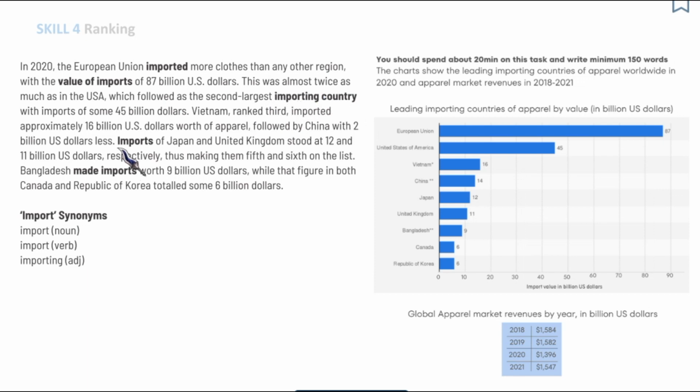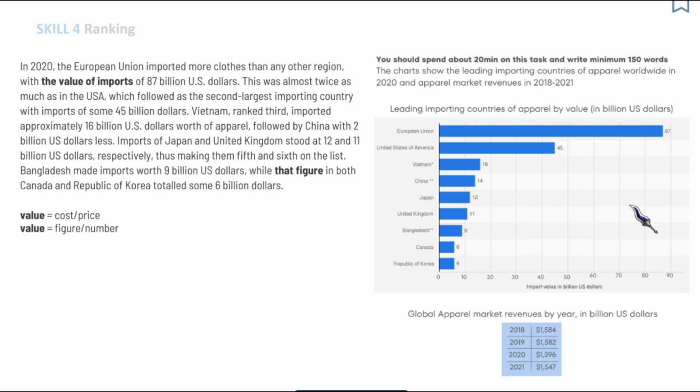Next is imports of Japan and United Kingdom. Imports as a noun, and again it's plural here. Finally, Bangladesh made imports. So I'm combining the word make, made, and imports, made imports. The same will work if you're writing about exports.